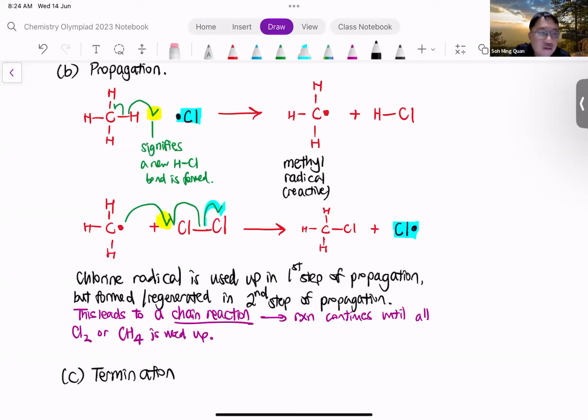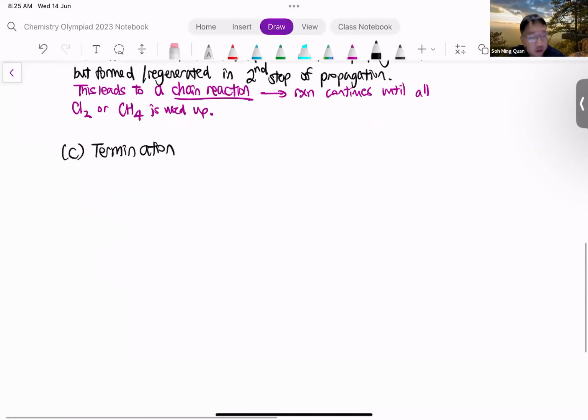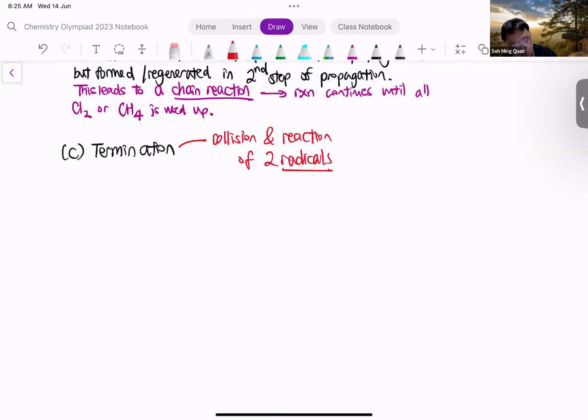Now, radicals are very reactive. So if the radicals continue to exist, the reaction doesn't stop. So termination always involves the collision and reaction of two radicals. So now you got to think, what are the radicals that you have seen so far? You have seen this, right? You have seen chlorine radicals so far in this mechanism.